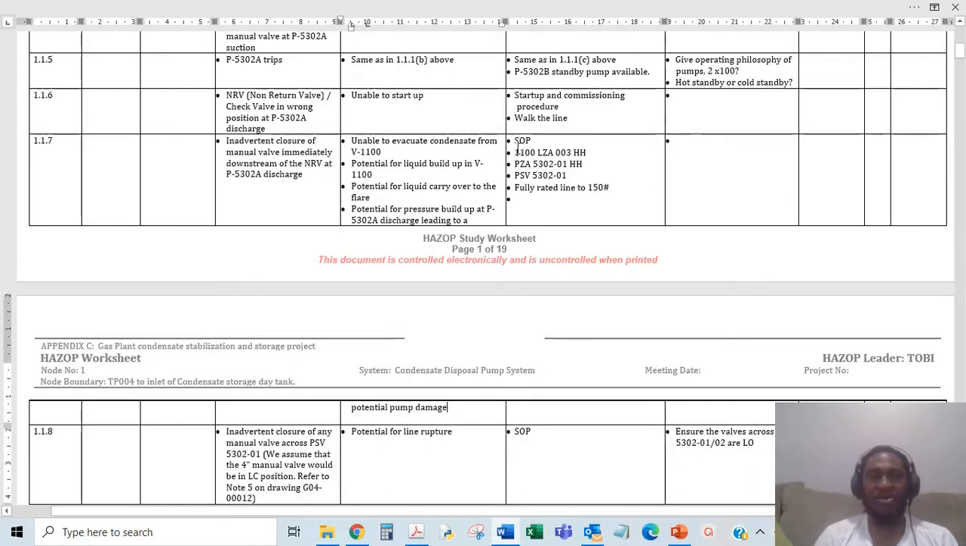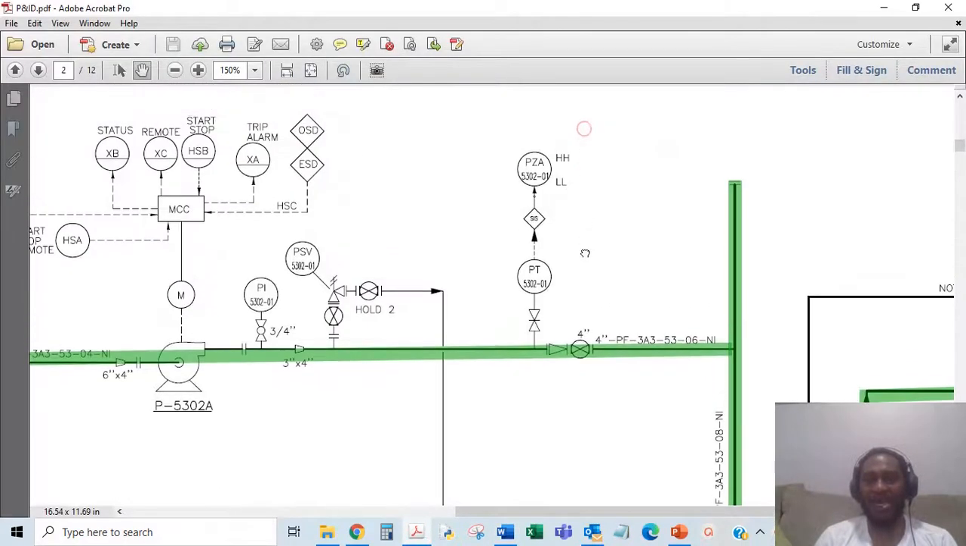And then you have your SOP, then you have your level trip high on the surge vessel, and your pressure trip high. So now we've seen why this is here. This is a pressure trip high. This high would let you know that the pressure in here is just too much, and so something is wrong. The pump is pumping, but the fluid is not getting anywhere to go. So this trip would tell you that there's an issue.